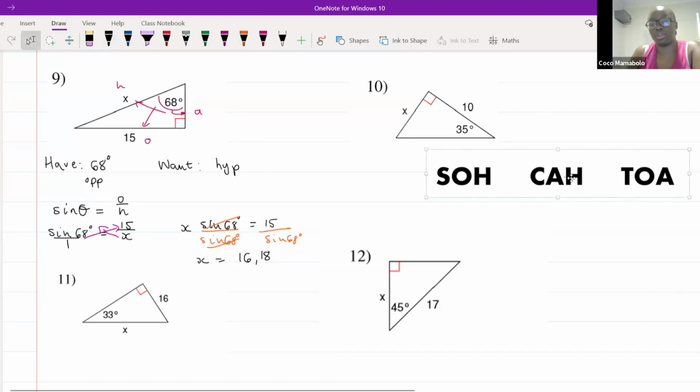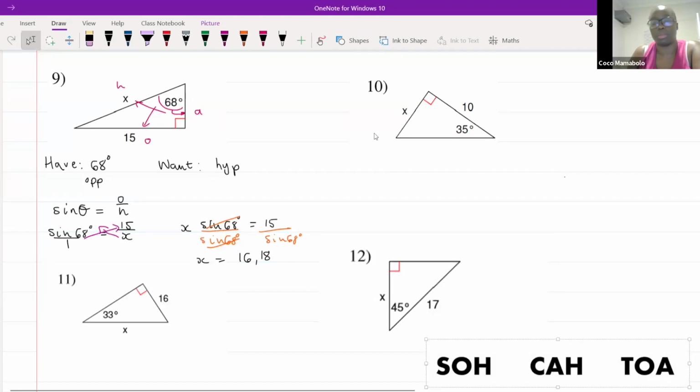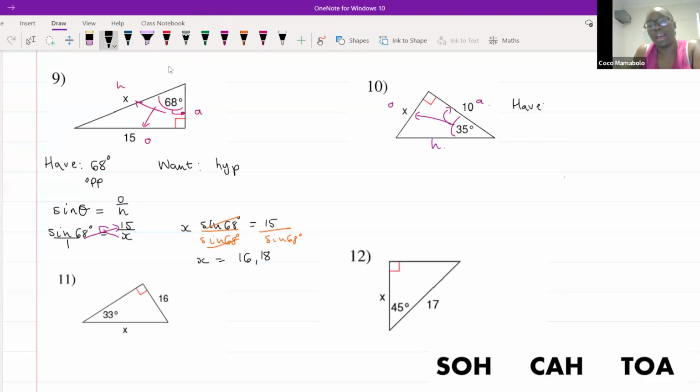Let's look at number 10 quickly. I'm going to move our SOHCAHTOA down a little bit. Again, I'm going to label: the side right next to me is my adjacent side, that one over there is the opposite, and this side over here is the hypotenuse. I have a 35-degree angle and I also have my adjacent side. I want x, which is my opposite side. So I've got adjacent and opposite.